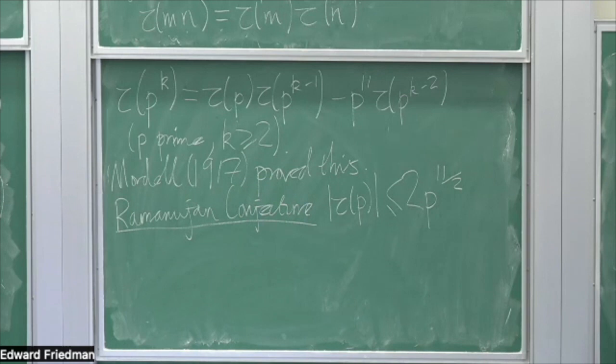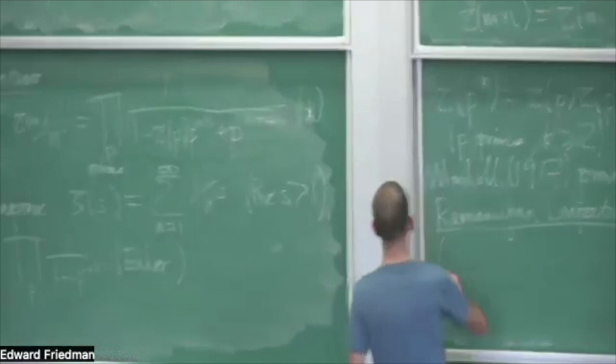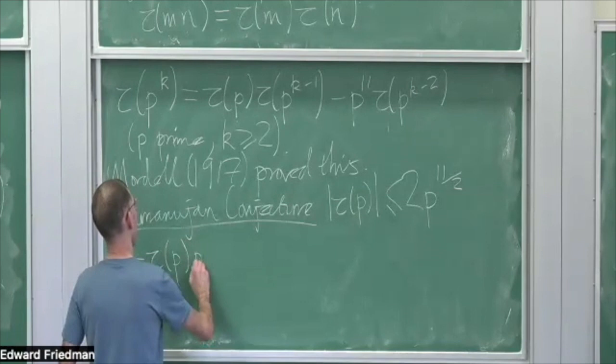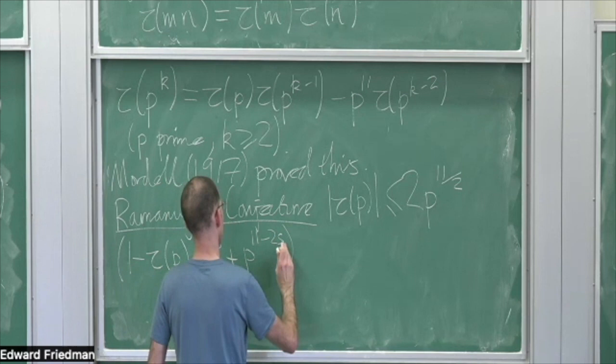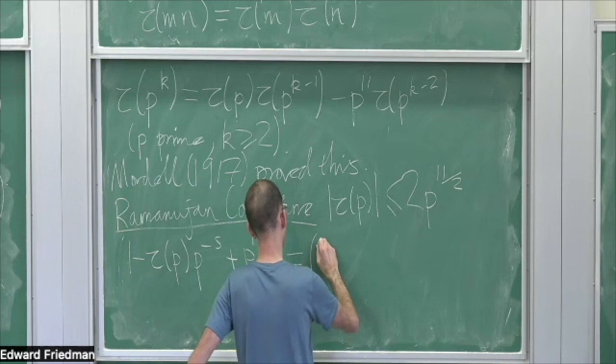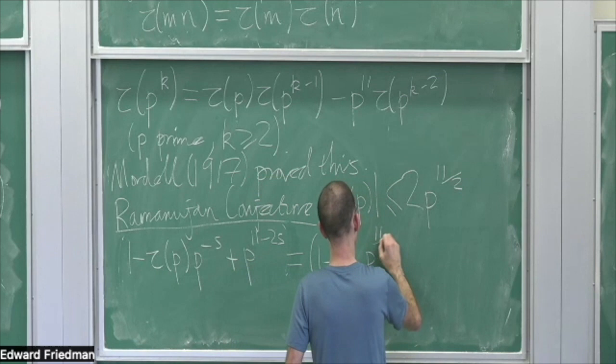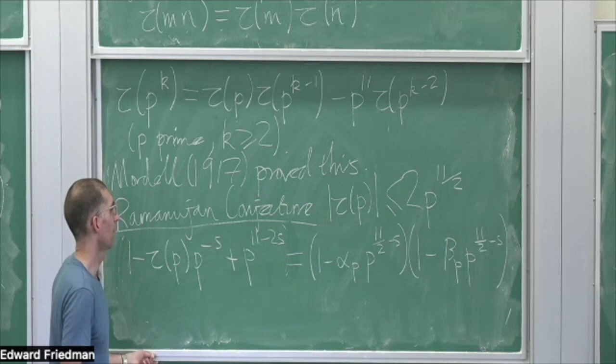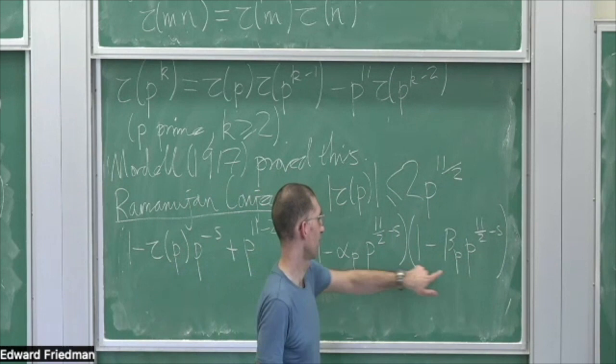But the other motivation is by thinking about this quantity here. This looks like some kind of quadratic, or it is a quadratic in p to the minus s. And so if you factor it, 1 minus tau of p times x plus p to the 11 times x squared, you write this as 1 minus alpha p times p to the 11 over 2 minus s, times 1 minus beta p times p to the 11 over 2 minus s. Then, of course, tau of p is now the sum of these two quantities.